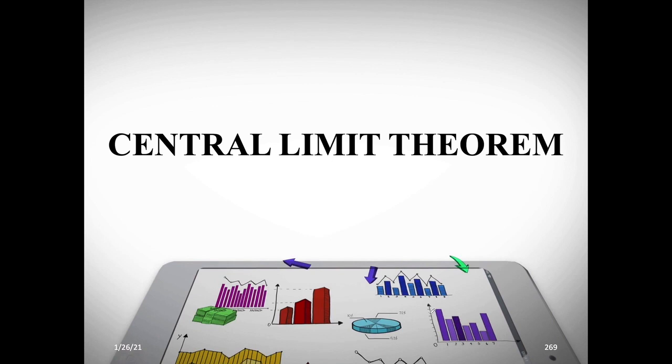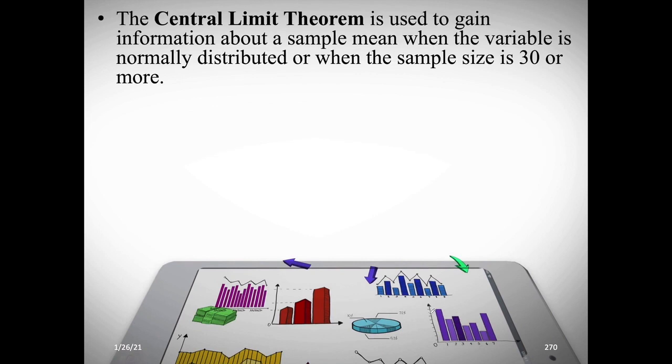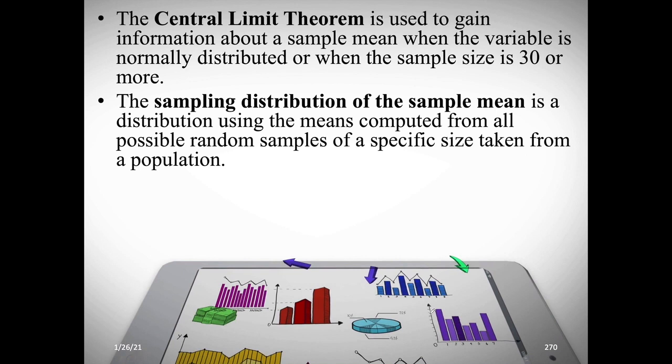Let's now move on to the topic regarding the central limit theorem. Okay, so this central limit theorem is used to gain information about a sample mean when the variable is normally distributed or when the sample size is 30 or more. The sampling distribution of the sample mean is a distribution using the means computed from all possible random samples of a specific size taken from a population.